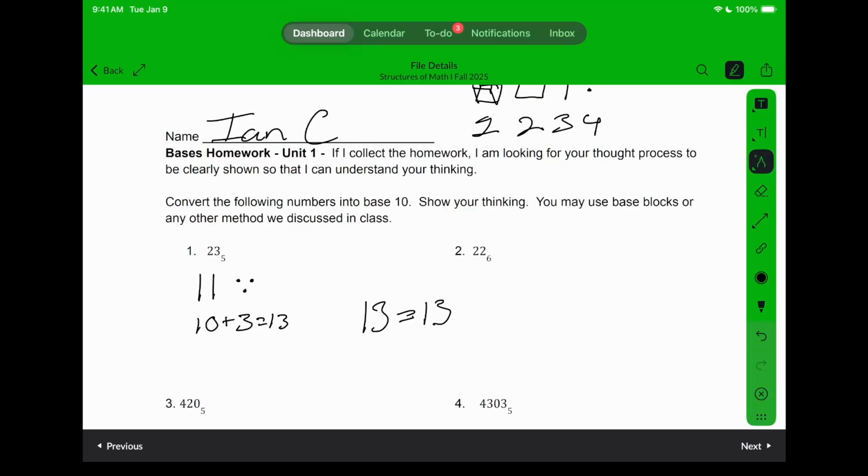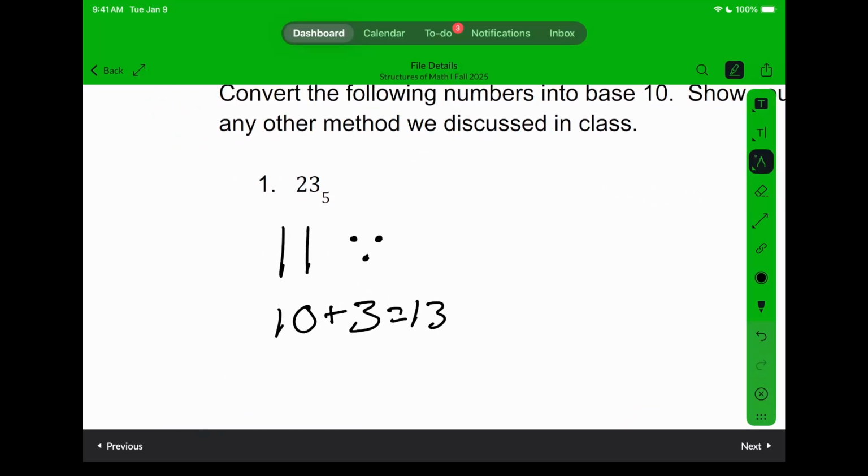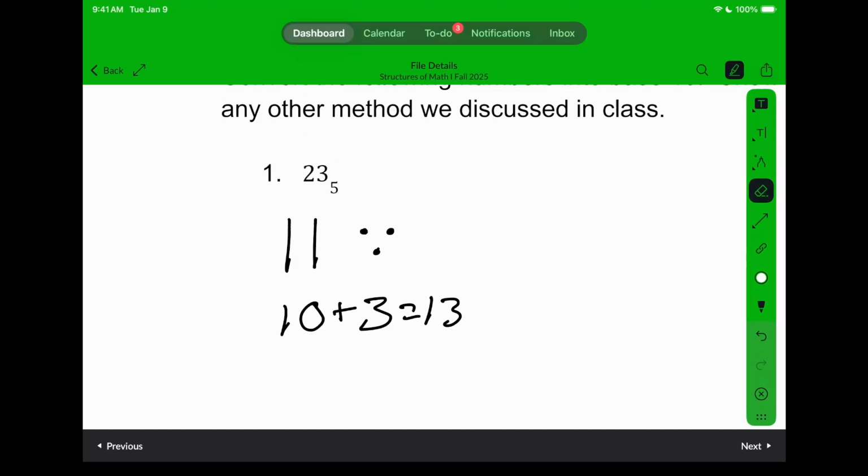If you don't put any base on that number, it's base 10. So if it's a different base other than base 10, you have to signify the base. But since we're just converting to base 10, we can just put 13 and be done. We don't have to put 13 base 10. You can if you want, but I'm not going to.